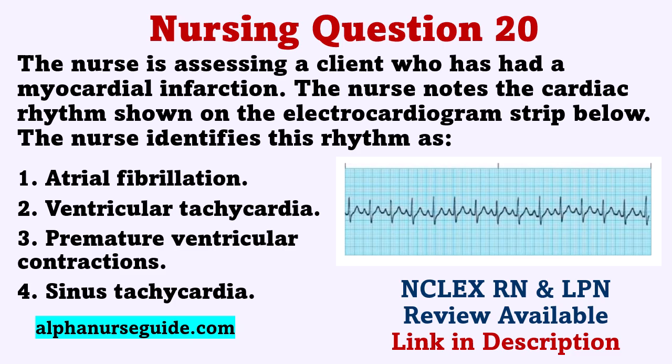Sinus tachycardia. Sinus tachycardia is characterized by normal conduction and a regular rhythm, but with a rate exceeding 100 beats per minute. A P wave precedes each QRS, and the QRS is usually normal.